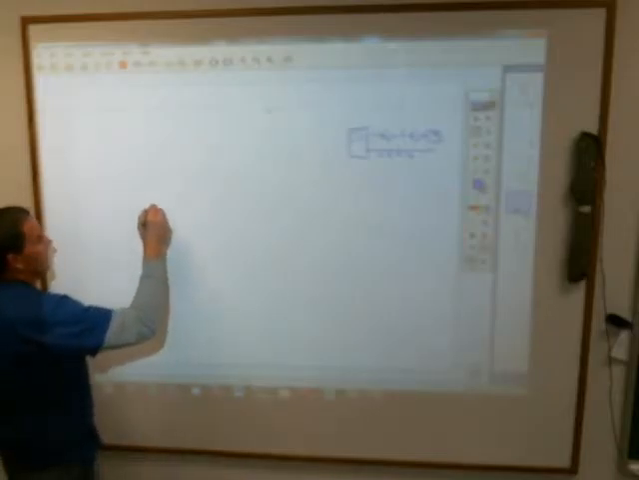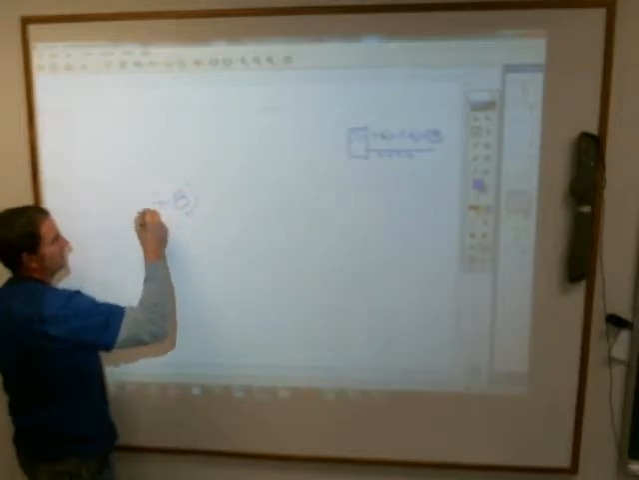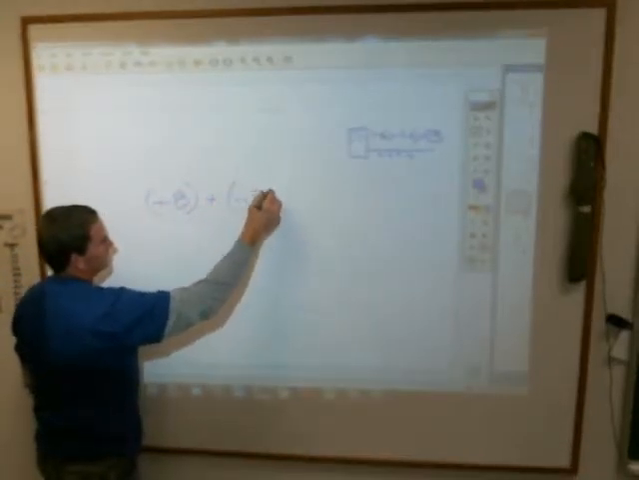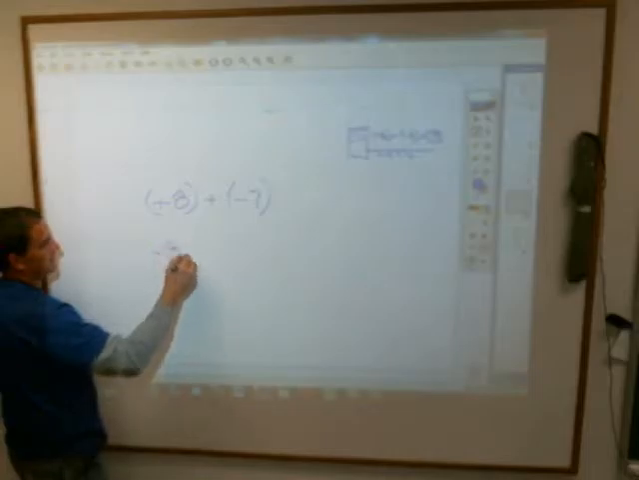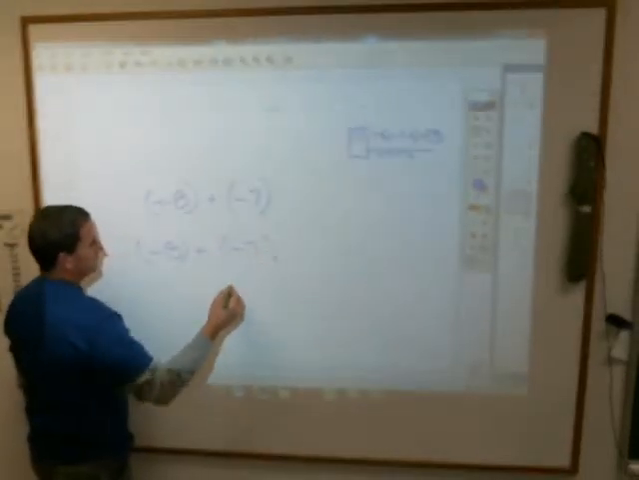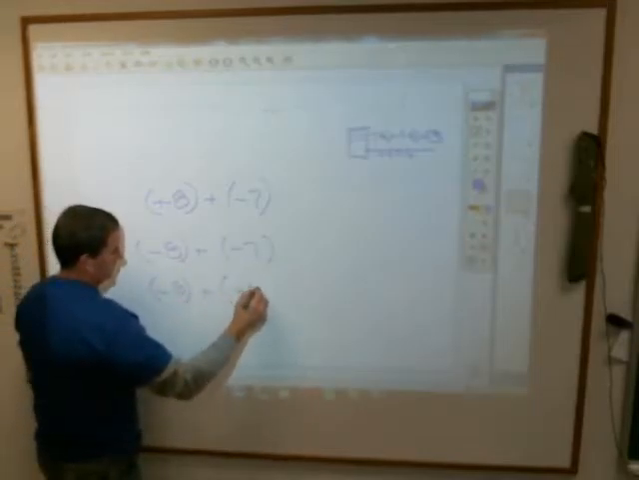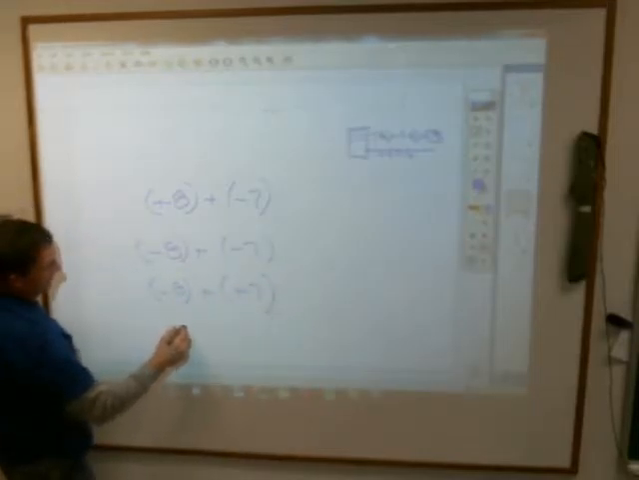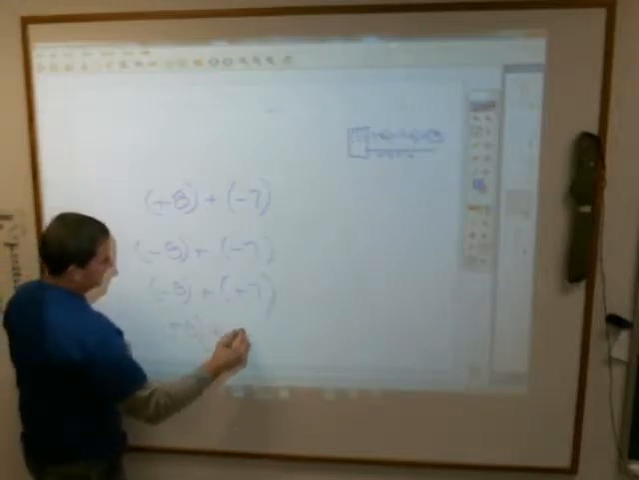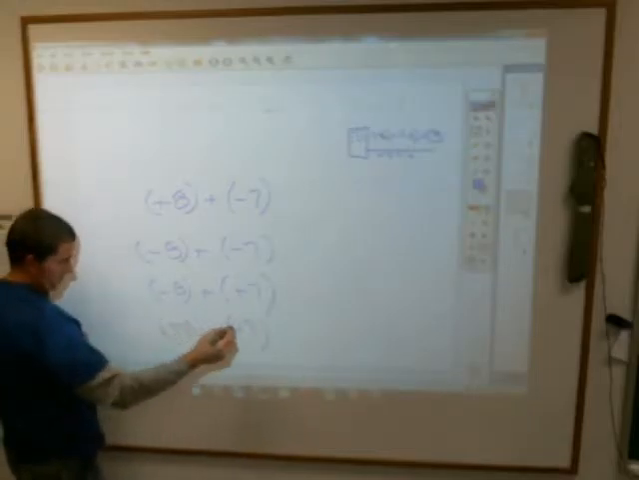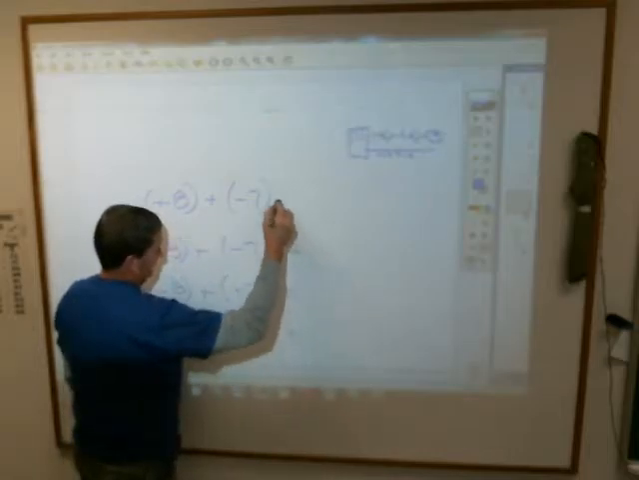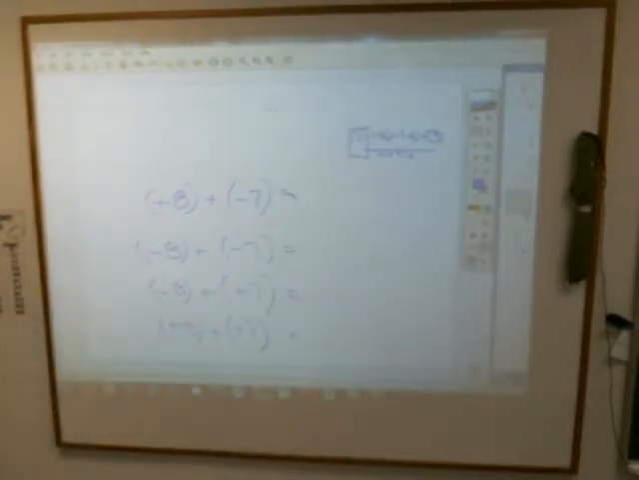So with that being said, before Elijah falls too far asleep, let me give you a couple more just to make sure you kind of have this. How about this? Positive 8 plus negative 7, negative 8 plus negative 7, negative 8 plus positive 7, and positive 8 plus positive 7. Write me down the answers that you would get for those 4 problems.